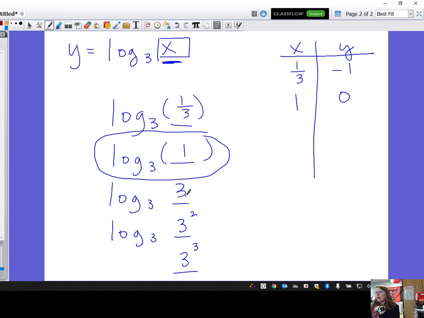So log base 3 of 3, 3 to what power is equal to 3, that's going to be 1. And so these are all my x values here that I'm plugging in. And so then I could plug in 9, or I could plug in 27. So 3 to what power gives me 9, that'd be squared. 3 to what power gives me 27, and that would be 3.